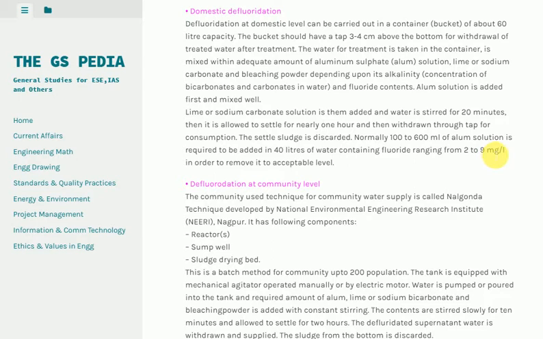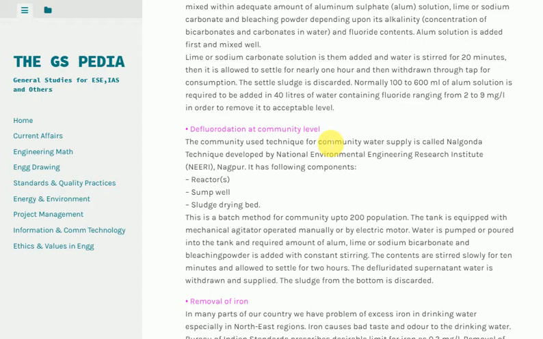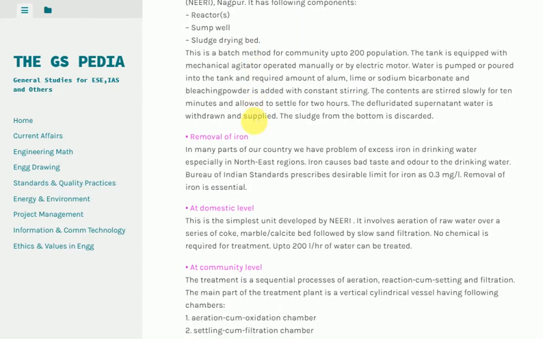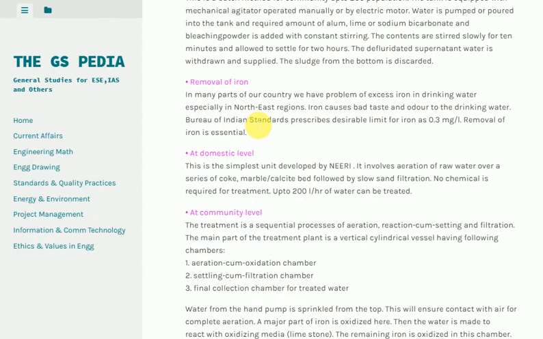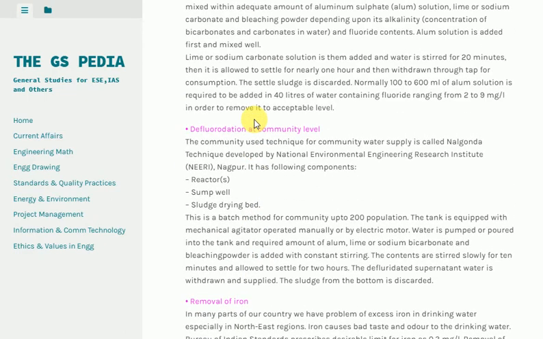Alum solution is added first and mixed well. Lime or sodium carbonate solution is then added and water is stirred for 20 minutes. Then it is allowed to settle for nearly 1 hour and then withdrawn through the tap for consumption. The settled sludge is discarded.